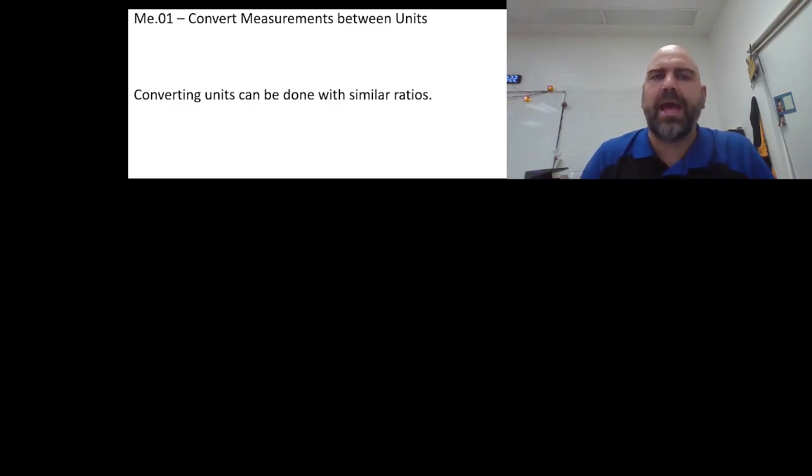We're going to be taking a look at how we can convert units using similar ratios. This is part of a larger lesson on converting measurements between units. We're going to specifically look at imperial measurements right now, which can have their trickiness to it, but also can be done with good precision as well.